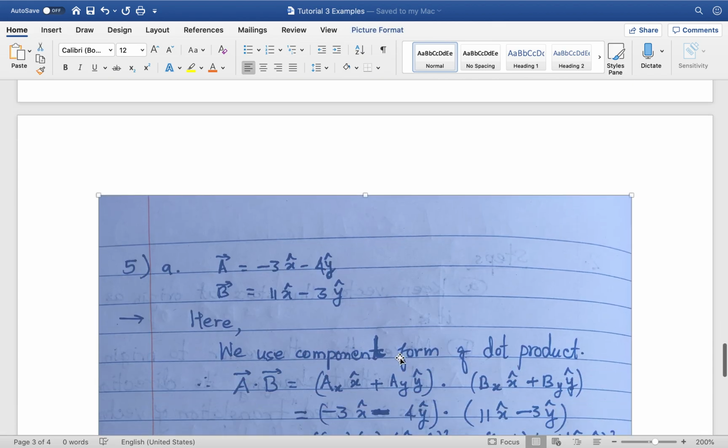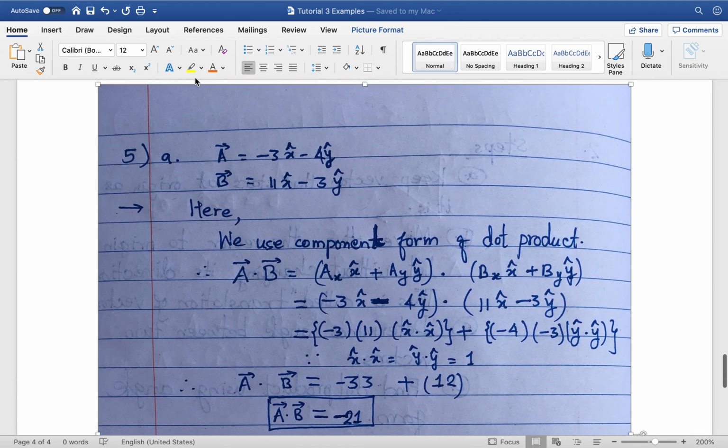Okay, so here is another way to do a dot product. I have shown here number 5a. Here we are going to use the component form for the dot product. Two vectors are given again in component form: A equals minus 3 x hat minus 4 y hat, B equals 11 x hat minus 3 y hat. So here we use the component form of the dot product. Therefore A dot B is equal to Ax x hat, x hat is the same as i hat, plus Ay y hat, dot Bx x hat plus By y hat.